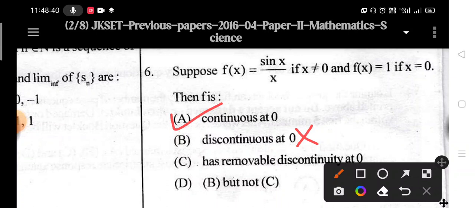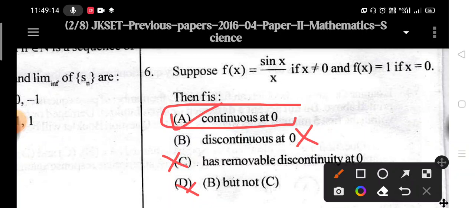So discontinuity, we cannot tick this option. It has a removable discontinuity at 0. This is also wrong. So which option is going to be correct? D option says B but not C. No, B option is not correct, because this function is continuous at 0. So D option is also not correct. C option is not correct, because this function is continuous. So how can we say that it has a removable discontinuity at 0? So the right option for this question is going to be the option number A, that is, this function is continuous at 0.